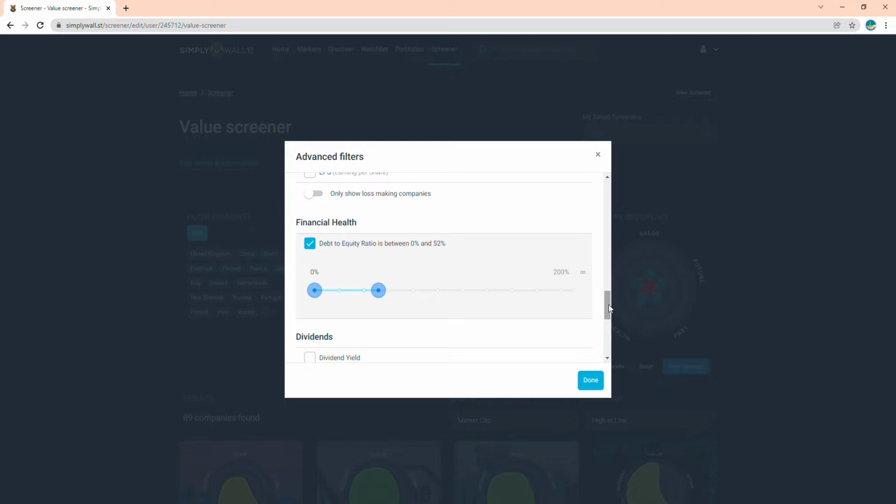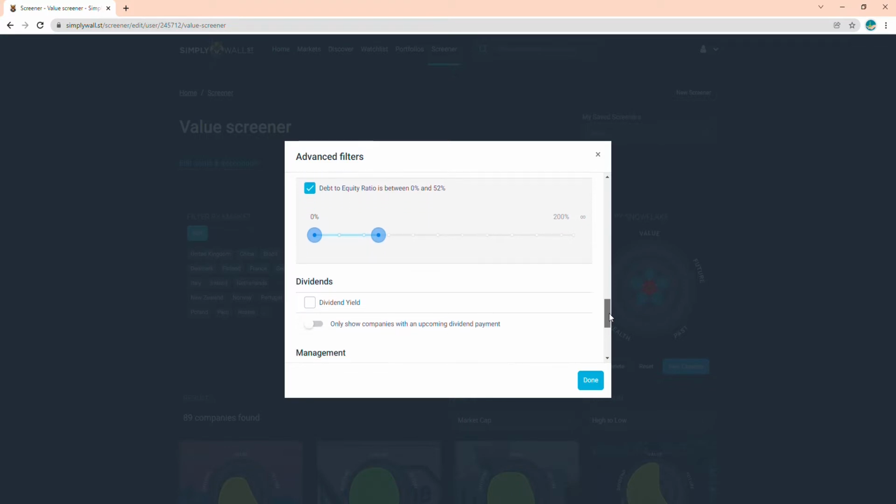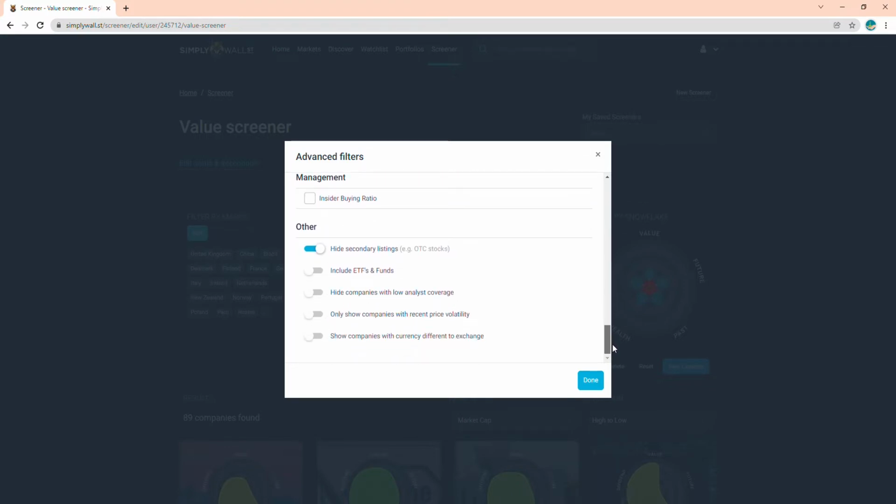Debt to equity: I like companies with a good financial situation, so no more than a 50% debt to equity ratio. That's the debt in relation to the equity, which, as you know, is the difference between the assets and the liabilities. So maximum 50%, and that's what I like to see. And that's it, no more filters.